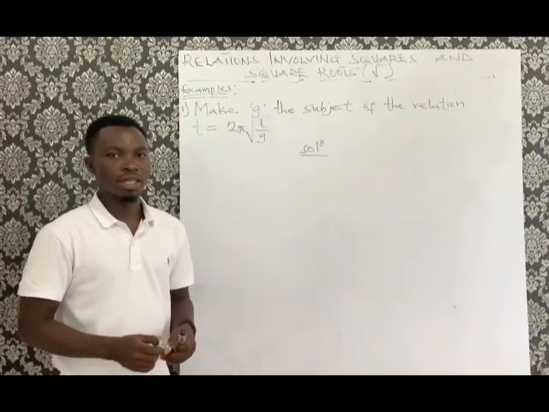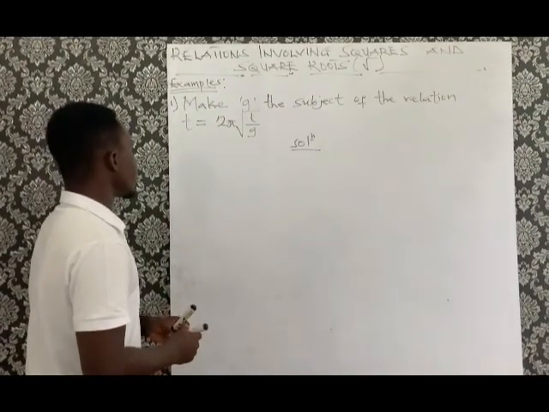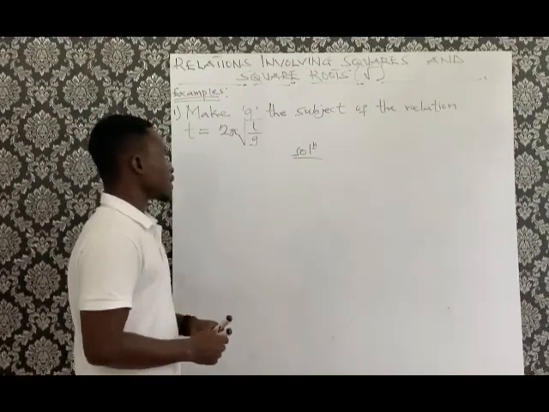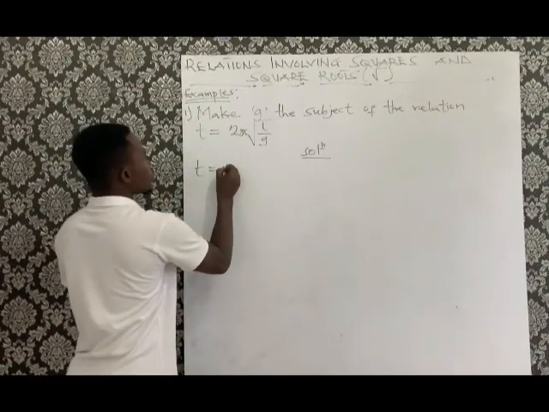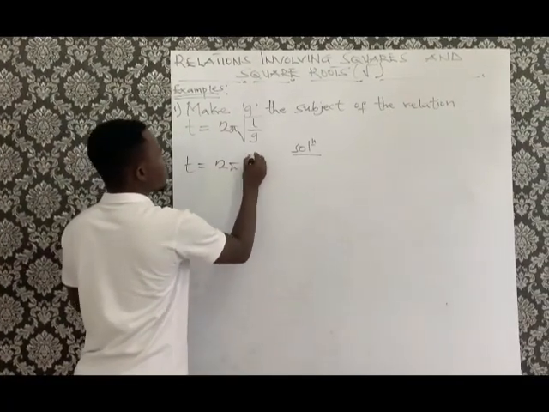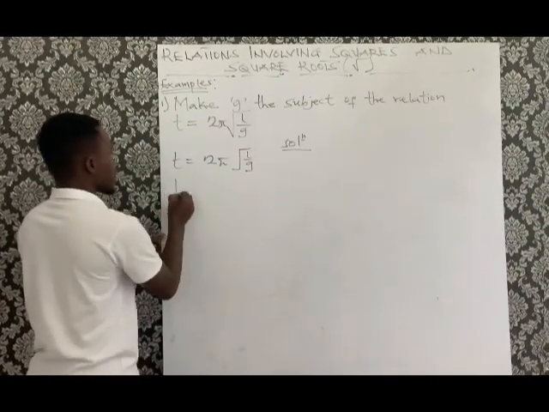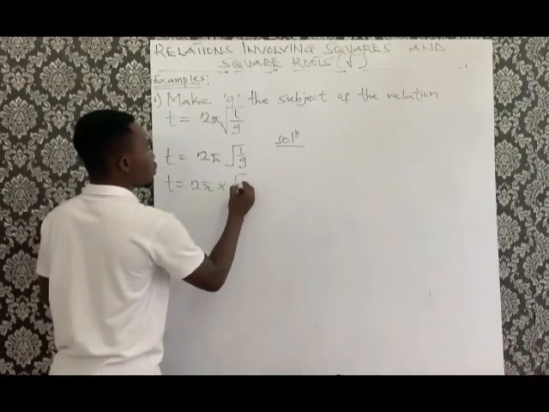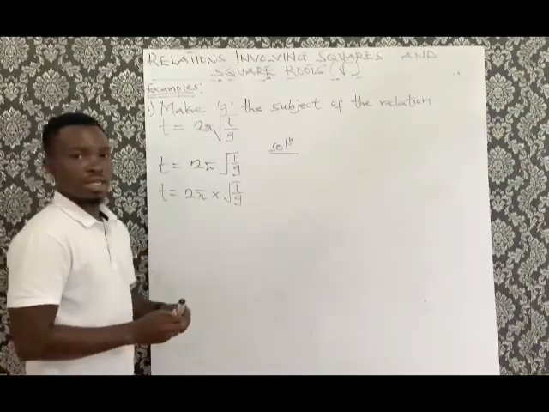Let's take our first example. Make G the subject of the relation T equal to 2π root of L over G. Now we have our relation to be T equal to 2π root of L over G. This can also be written as T equal to 2π times root of L over G. Now, there's a root sign over here.